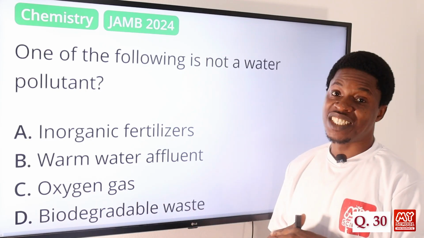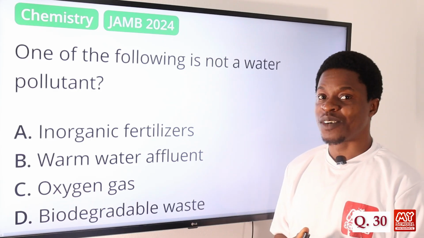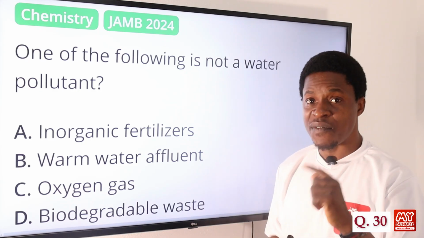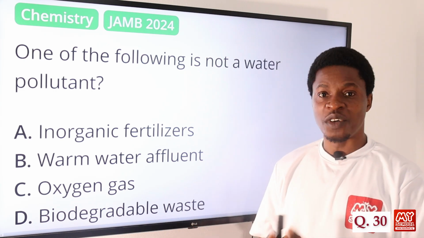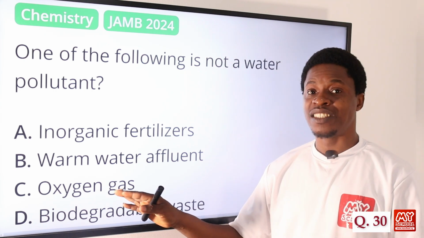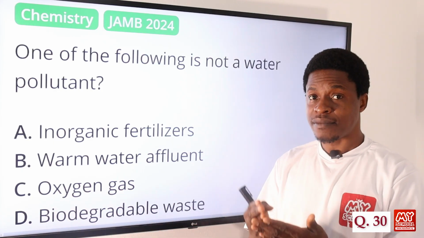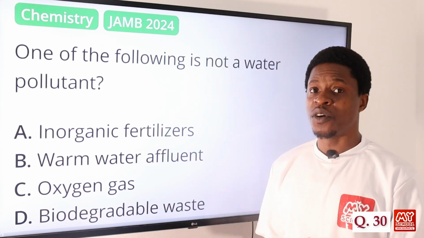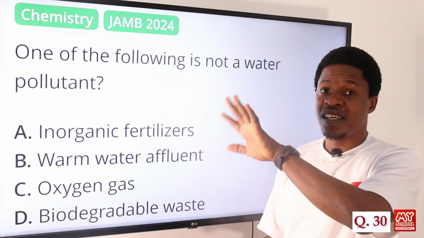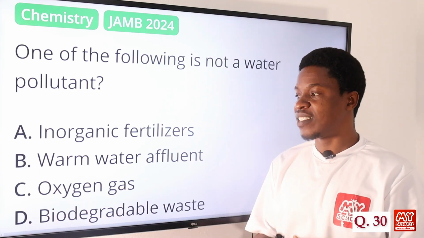In fact, oxygen gas can never be a water pollutant, because the animals that live in there need oxygen to actually survive. Okay, so without much ado, this is not a water pollutant. We have biodegradable waste, those wastes that can be decomposed from organic substances. When they get in there, they are water pollutants because they cause harm to the organisms that live inside there.